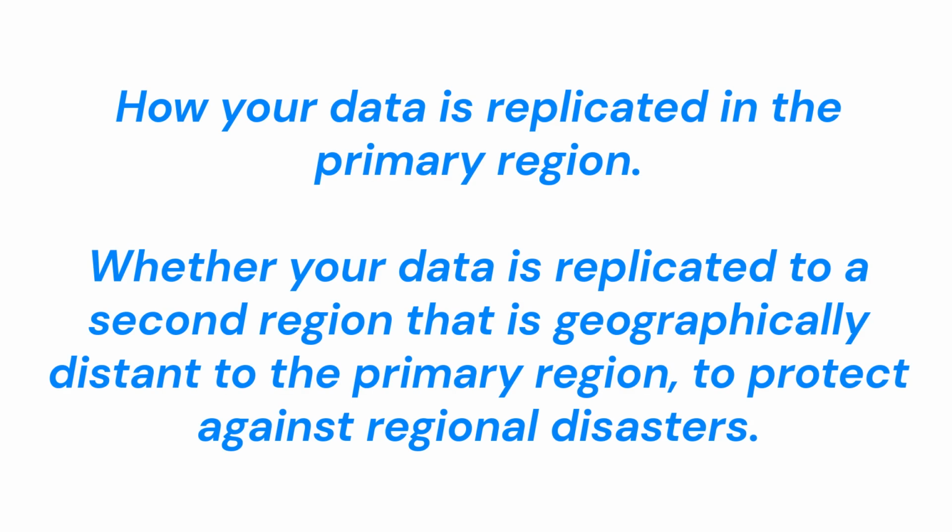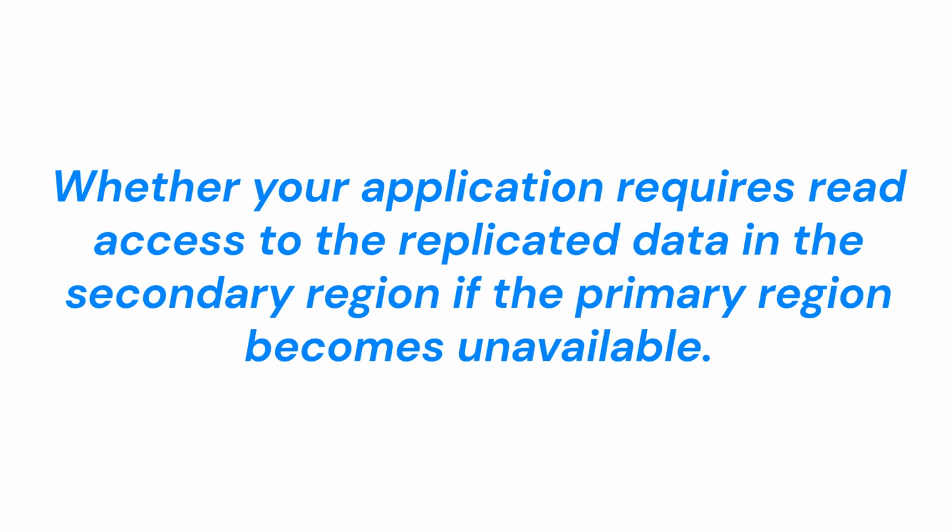The factors that help determine which redundancy option you should choose include how your data is replicated in the primary region, whether your data is replicated to a second region that is geographically distant to the primary region to protect against regional disasters, and whether your application requires read access to the replicated data in the secondary region if the primary region becomes unavailable. Redundancy in the primary region.